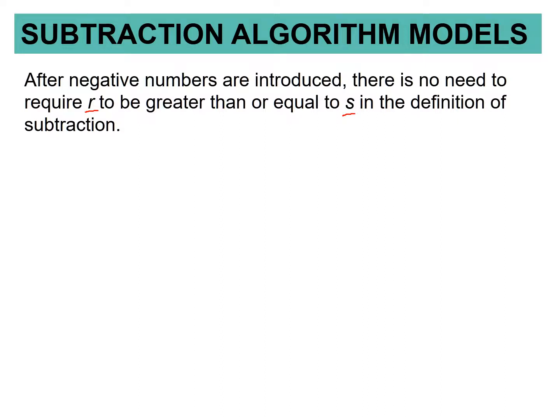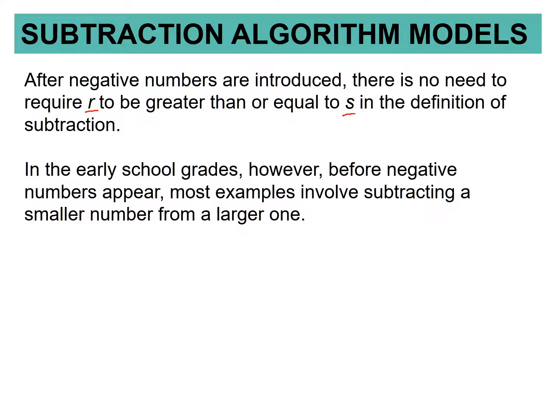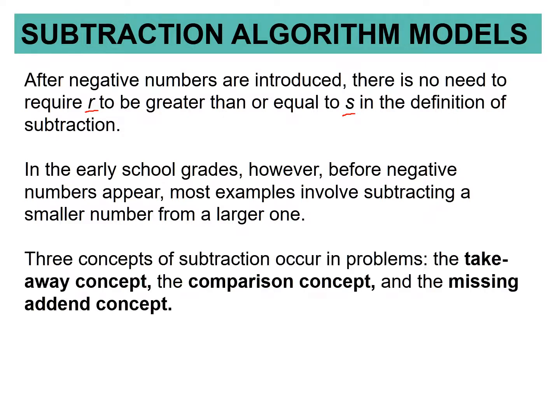So most of the time, and you probably remember this in early grades, you never heard of a negative number, because they made the problem so that the subtrahend, the thing you're subtracting from, is larger than the minuend. So these 3 concepts of subtraction are called the takeaway concept, a comparison concept, and the missing addend concept. So we'll illustrate these 3 with the same problem.